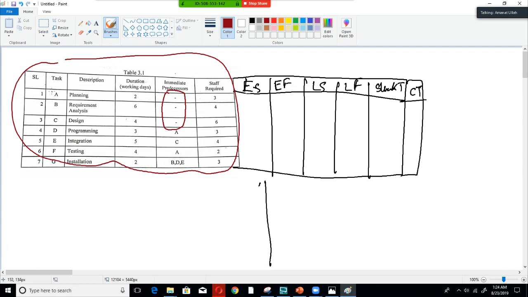So here we have three independent states, A, B, and C. So we draw them first. So we start off with 0, and we will have three paths to go to: A, B, and C. And we will write the duration of each path. So A has duration of 2, B has duration of 6, and C has the duration of 4.